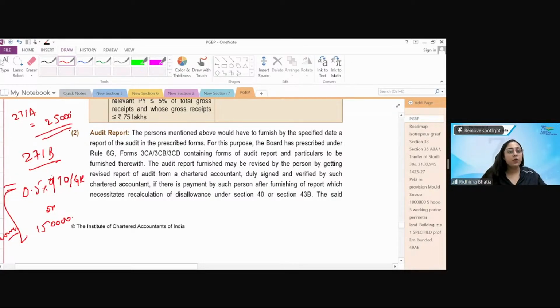Okay. Now, audit report, audit कौन करेगा? Obviously, CA would do the audit, not me as a CA, because I'm not a practicing CA. Only the practicing CA would do the audit. They are only allowed to do the audit, and they have to do the audit as per the audit form.